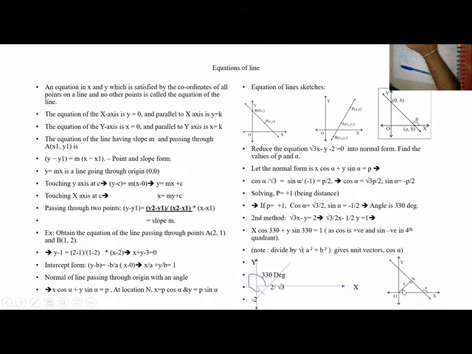This is something like y is mx. This tan theta is this, m is tan alpha, y is mx. This line equation is y is mx. But this line equation is x cos alpha plus y sin alpha is equal to p. Okay, let us understand.